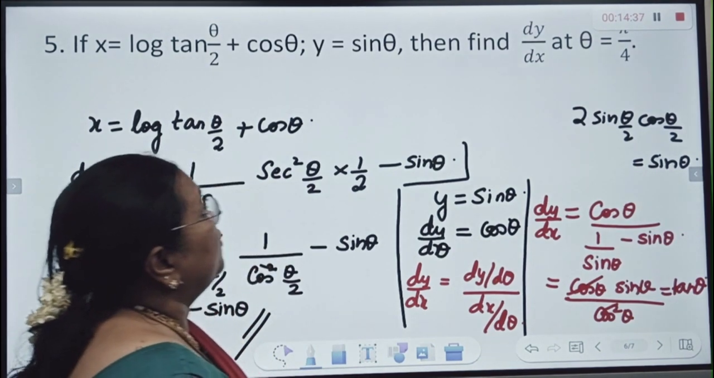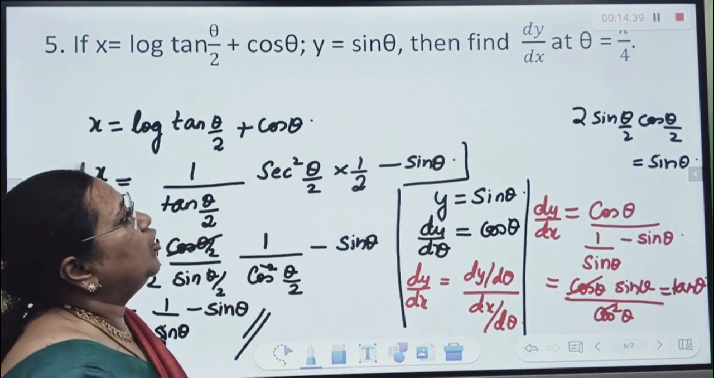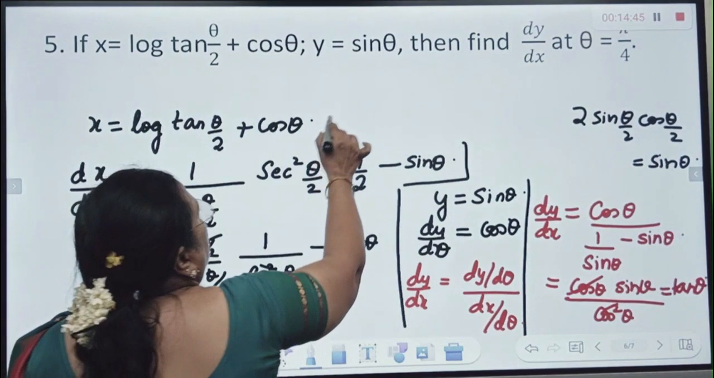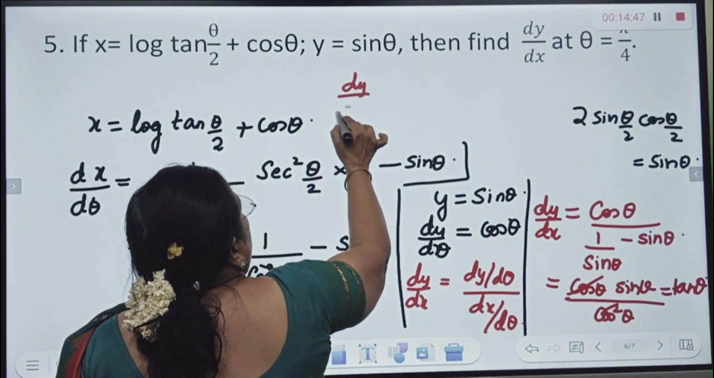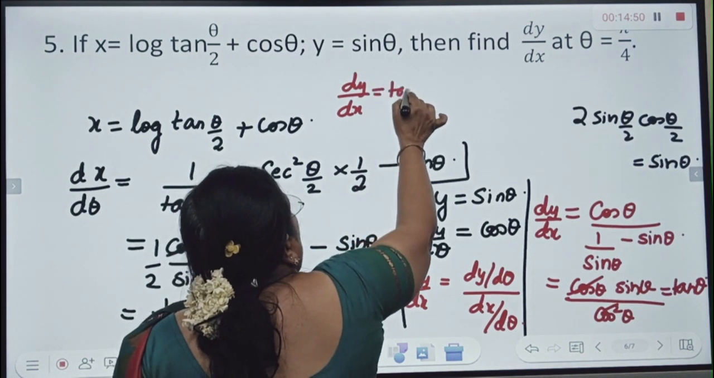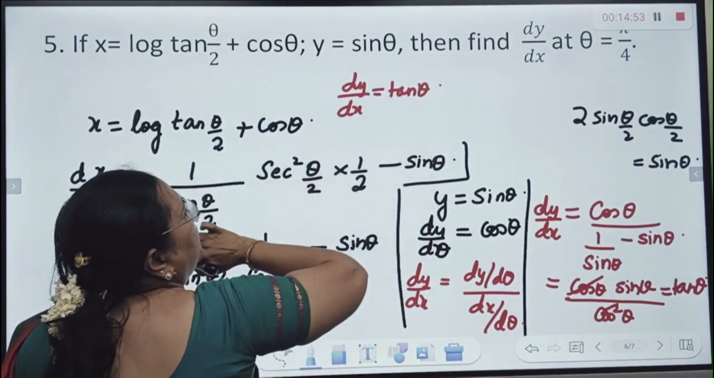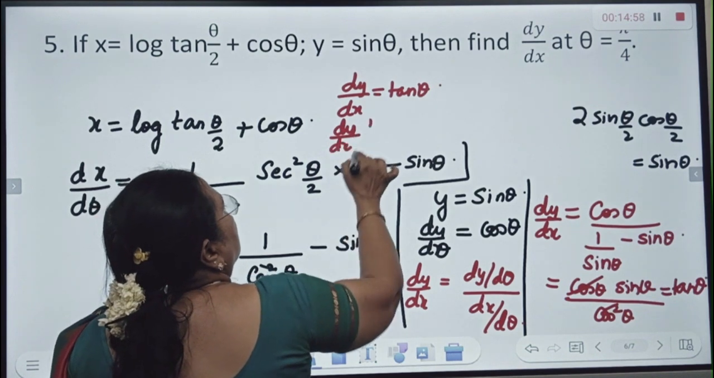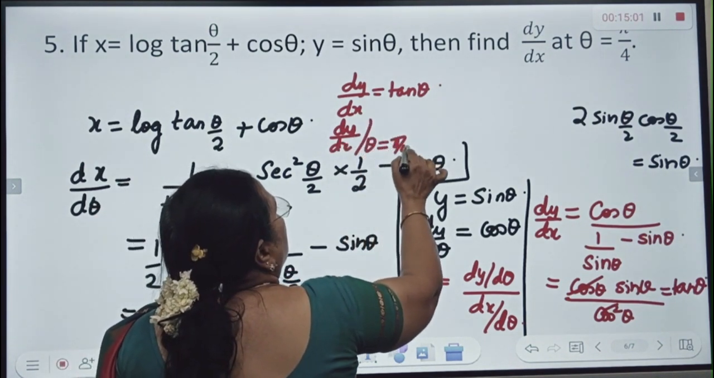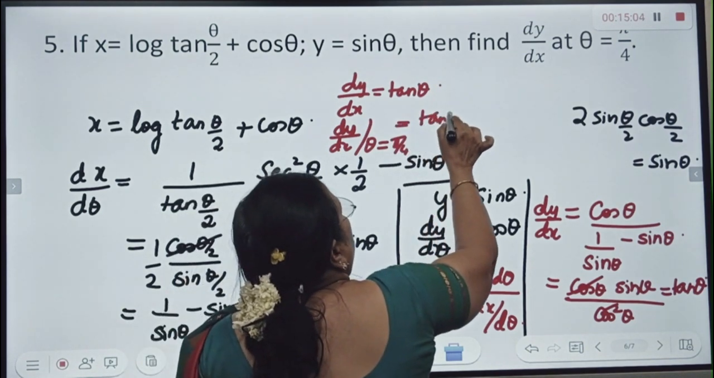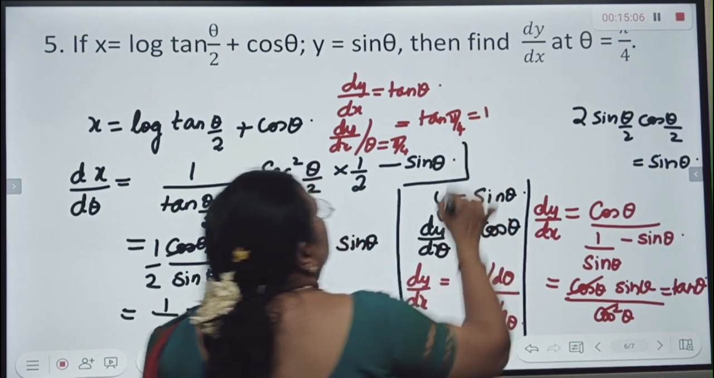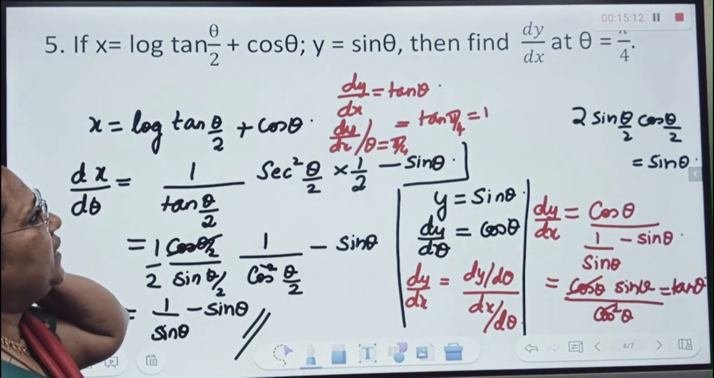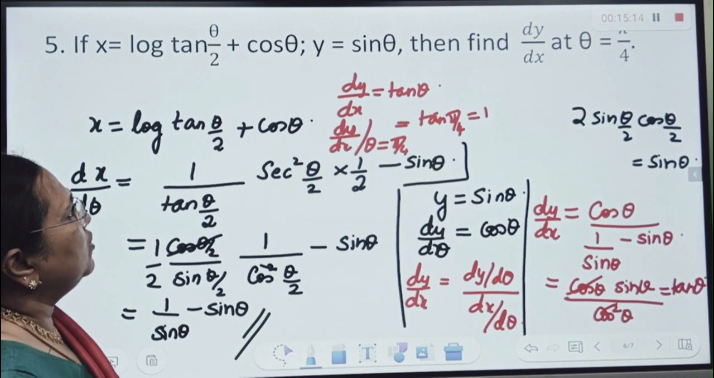Now what is the question? You have to find dy by dx at a particular value of theta. So dy by dx is tan theta. But the question asked is find dy by dx at theta equal to pi by 4. So dy by dx when theta equal to pi by 4 is tan pi by 4, which is 1. Are you able to follow? So the dy by dx at theta equal to pi by 4 is 1.